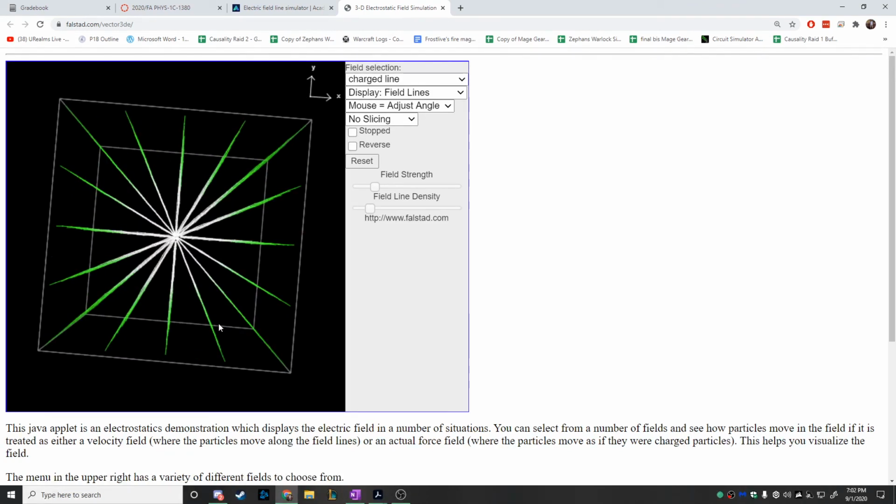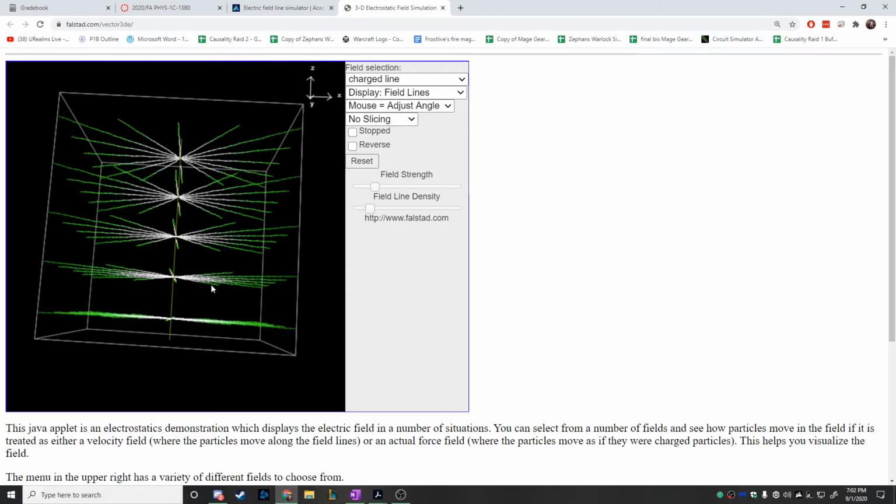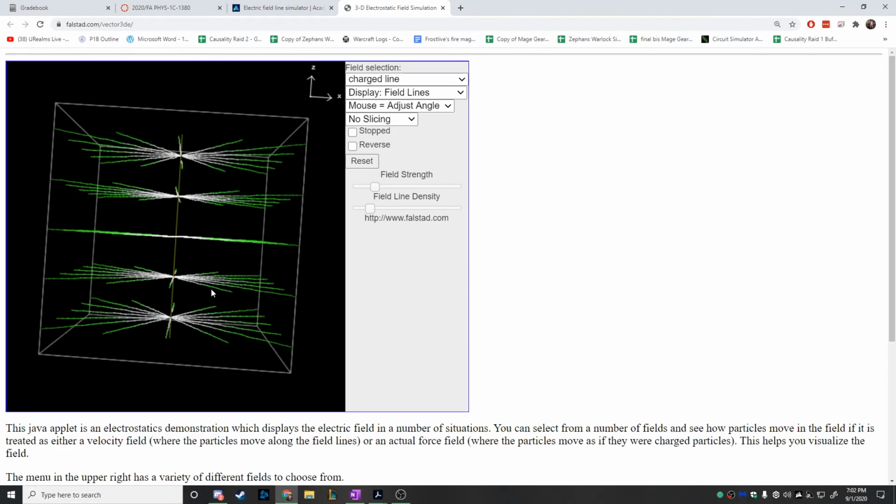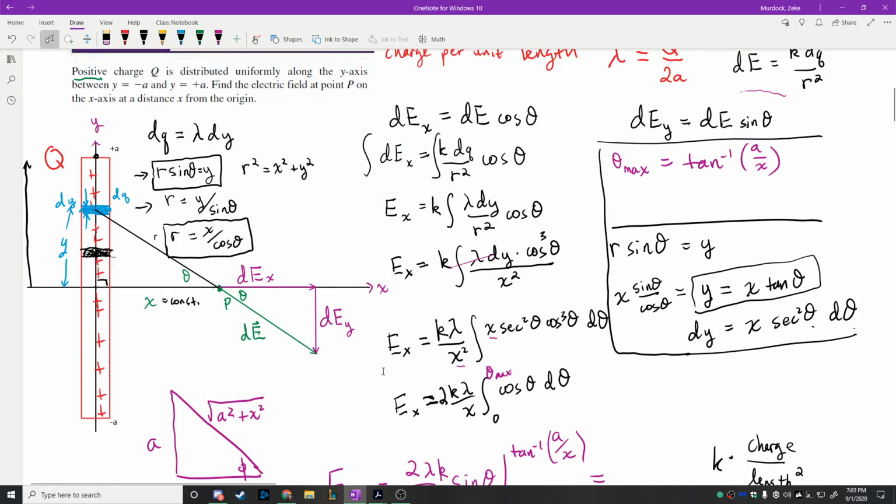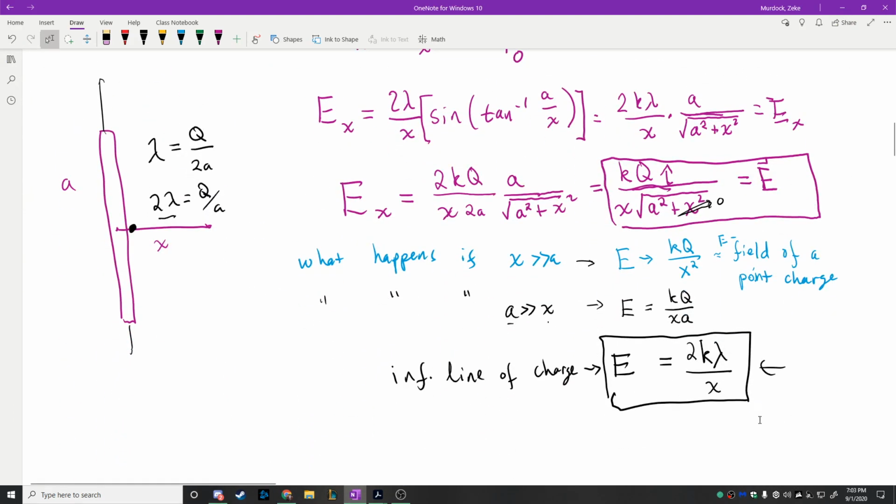Okay. Can I assume that the field is at every point around the charge? Yep. There's a value for the electric field at every point around the charge. That's right. Okay. Do you guys have any questions? This one represents all points in space for the infinite line.